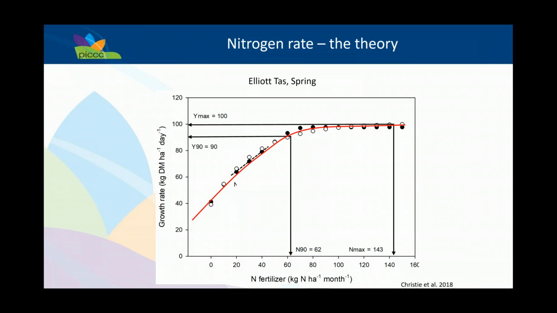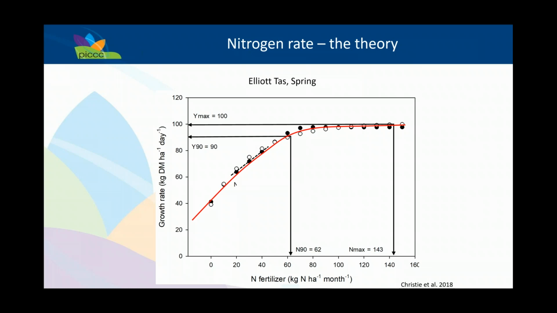And you can see that as you increase the nitrogen fertilizer rate on the x-axis, there's a steep increase in the growth rate of the pasture if you follow that red line. But the law of diminishing returns kicks in: as you apply more and more nitrogen, you get to a point where you've satiated the soil-plant system's capacity to use that nitrogen in that particular growth cycle. In this particular case, that was at about 62 kilograms of nitrogen. You'll see that we've got the maximum growth identified there.